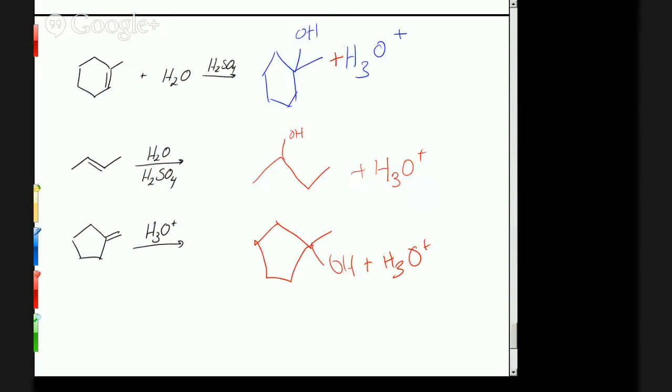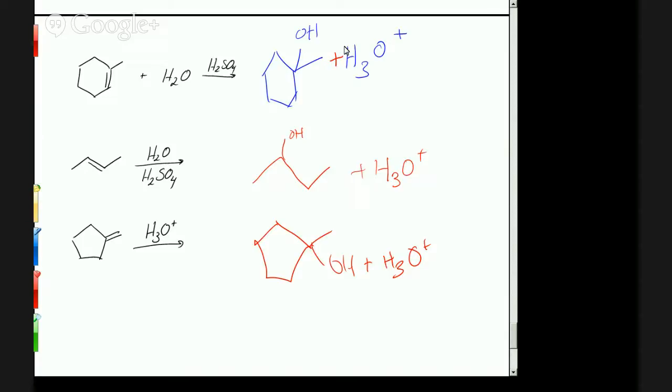Yeah, what do you think about these? They look good? Any issues? Right? Yeah, I think they all look good. So we made the right alcohol in each case. The main thing to notice here is making sure that the regioselectivity is correct, so the OH is in the right place. That's the case in all of these.